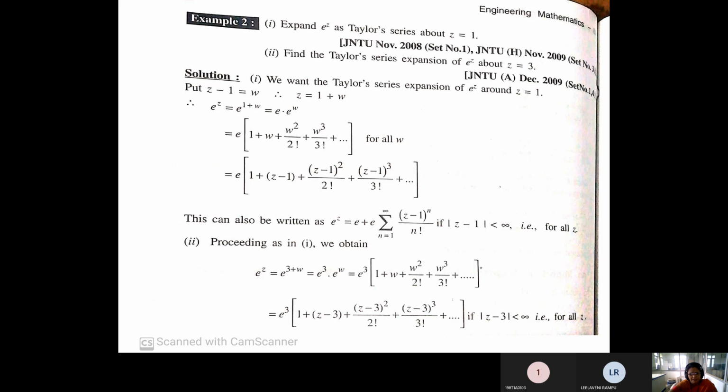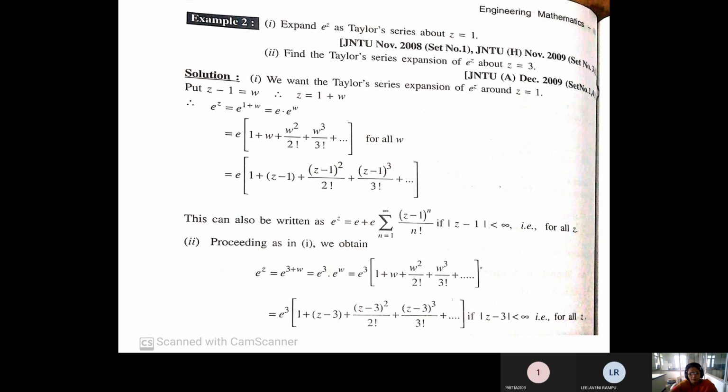Given function is e power z. That is equal to e power 1 plus w, since z is 1 plus w. So e power 1 into e power w. Already we know the standard functions. From the standard functions, e power z can be written as 1 plus z plus z square by factorial 2 plus and so on. Similarly, e power w can be written as 1 plus w plus w square by factorial 2 plus w cube by factorial 3 plus and so on, for all w.